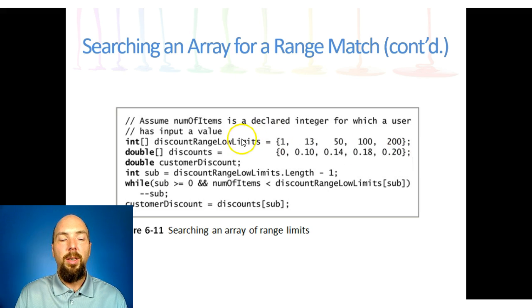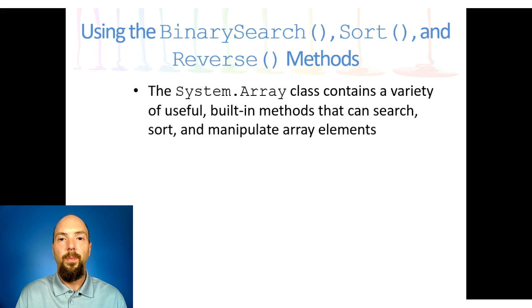What this allows me to do is say that if your value is greater than or equal to this low range limit and lower than the next number up, then we'll give you this discount. So I actually have the ability to perform searches and find out what kind of discount you get based on the elements that exist in these 2 arrays.